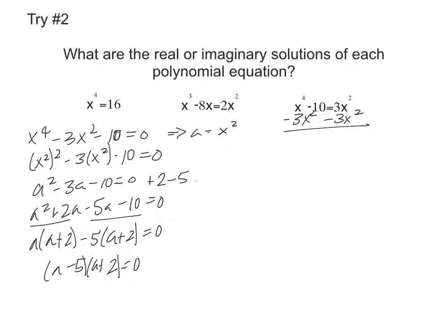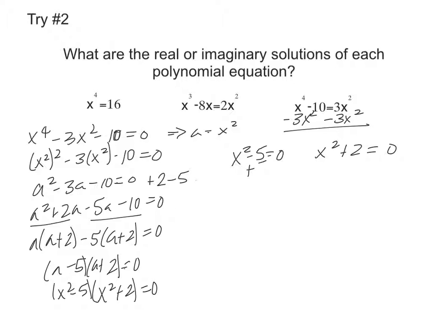The a's now need to be substituted back, so that becomes x squared minus 5, and then x squared plus 2 equal to 0. Now at this point, I want to set each equal to 0, so I'll have x squared minus 5 equal to 0, and I'll have x squared plus 2 equal to 0. If I add 5 on both sides for this one, I get x squared equal to 5. Take the square root, so x equals plus or minus square root of 5 for that one.